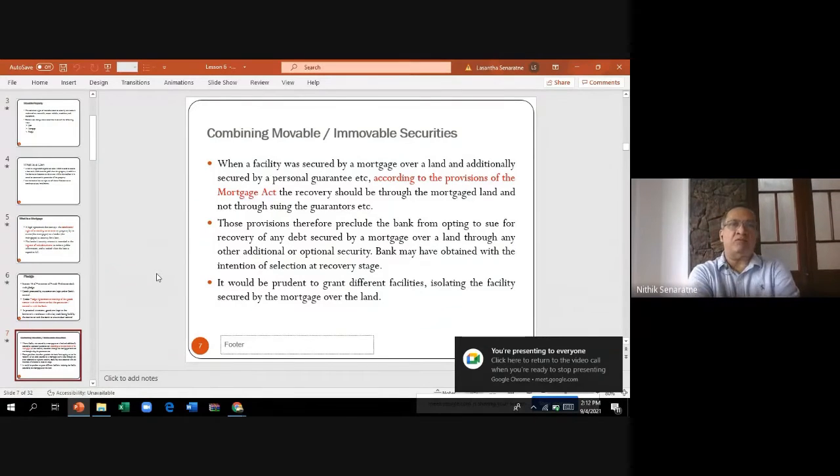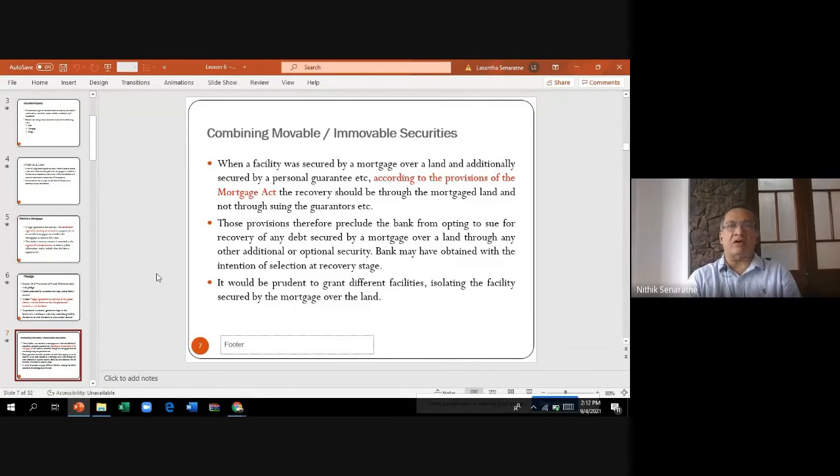So, combining movable and immovable securities: when a facility is secured by a mortgage over land and additionally secured by a personal guarantee, etc., according to the provisions of the Mortgage Act, the recovery should be through the mortgaged land and not through suing the guarantors, etc. So if you have a mortgage, you have to go for the mortgage. You can't go against the personal security.